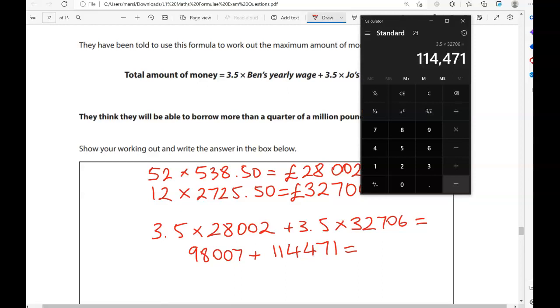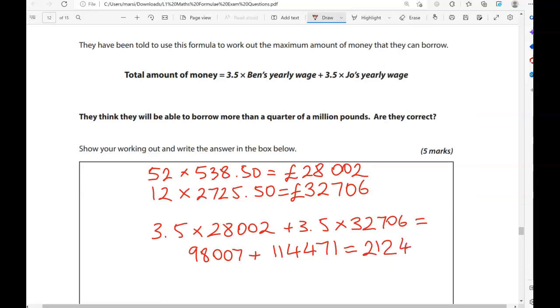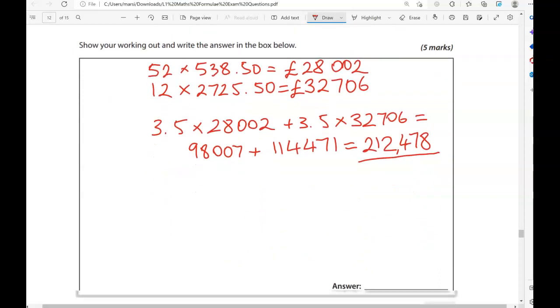Adding these two together now gives us 212,478. Is that more than £250,000? £500,000 is 500,000, £250,000 is 250,000. This is less than 250,000. So we're going to say no. And we've shown the proof for that.